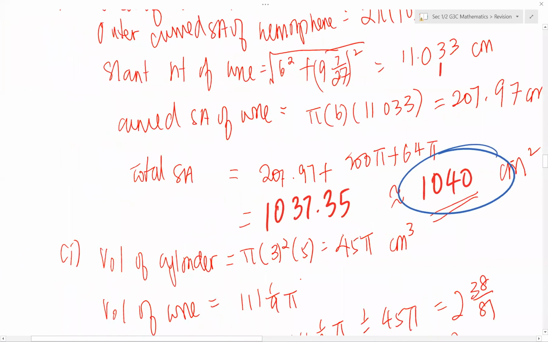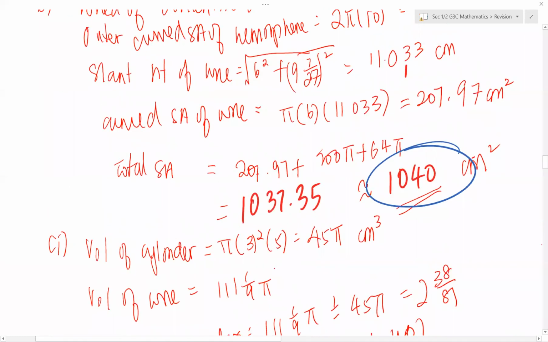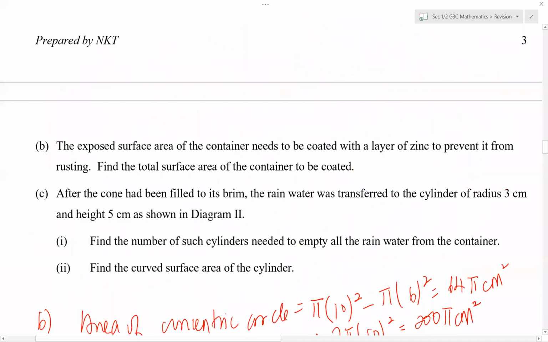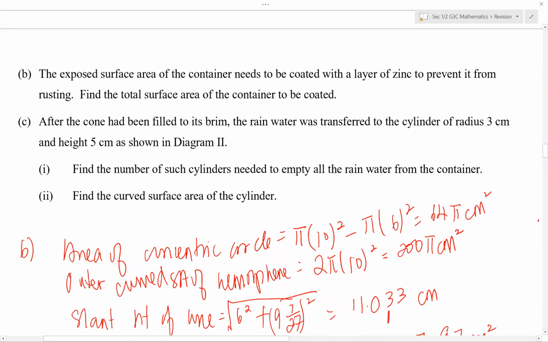And the next one is C part 1. After the cone is filled to the brim, the water is transferred to cylinder radius 3, height 5. So number of such cylinders required to empty all the rainwater from the container. So it's just finding the volume of the cylinder lah.